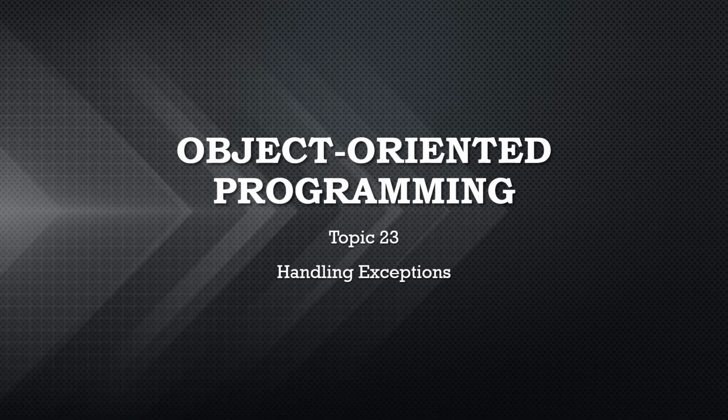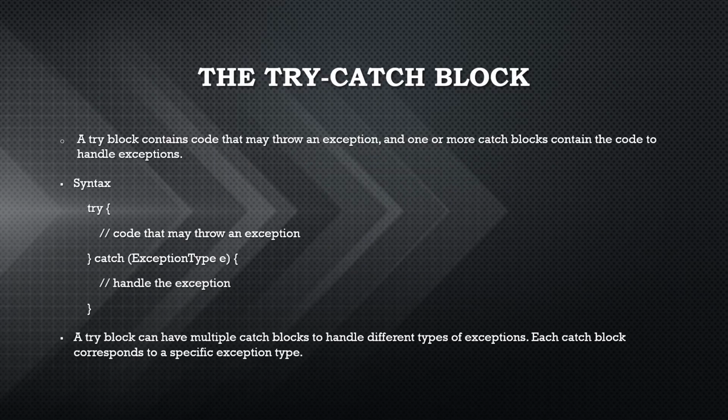Let's dive in. The try-catch block is essential in Java for managing exceptions, allowing developers to encapsulate code that might throw exceptions within a try block, while defining specific responses in one or more catch blocks. This structure enables handling different exception types distinctly, as you can include multiple catch blocks for various exceptions, such as IOException and FileNotFoundException, each tailored to the specific error.